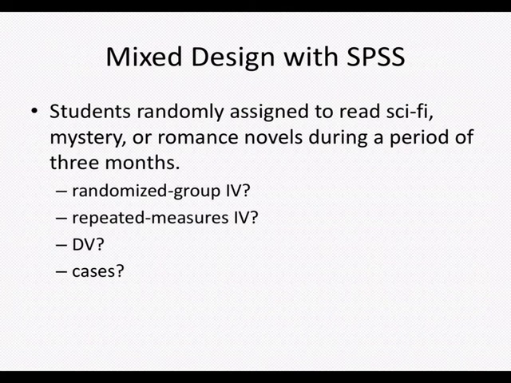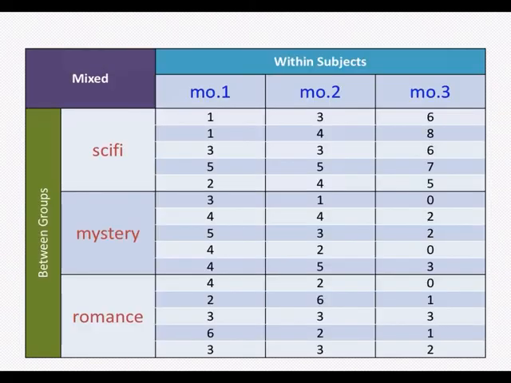So in this study, what would be the randomized group IV? Genre, yes, the type of books. What would be the repeated measures IV? A period of months, time. How about the DV? Number of books read. Yeah, number of books read, and the cases are the students. Okay, so this is the data set.